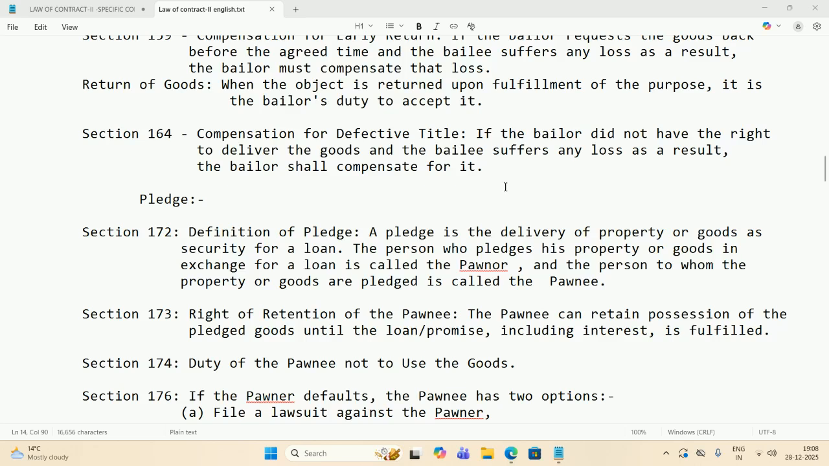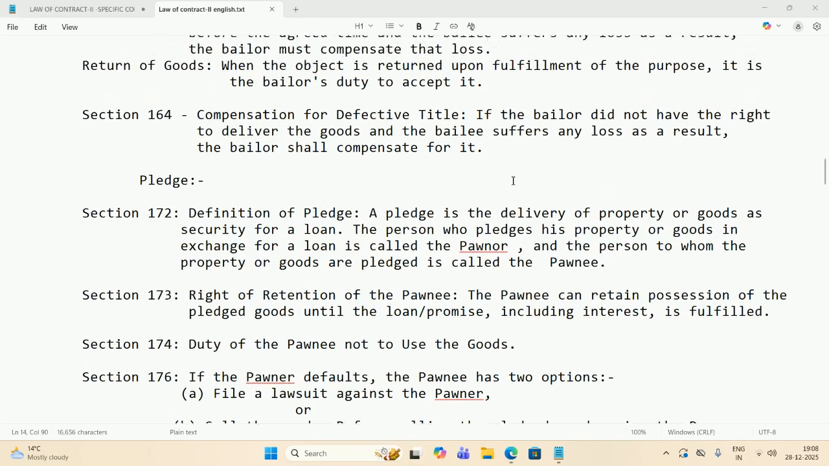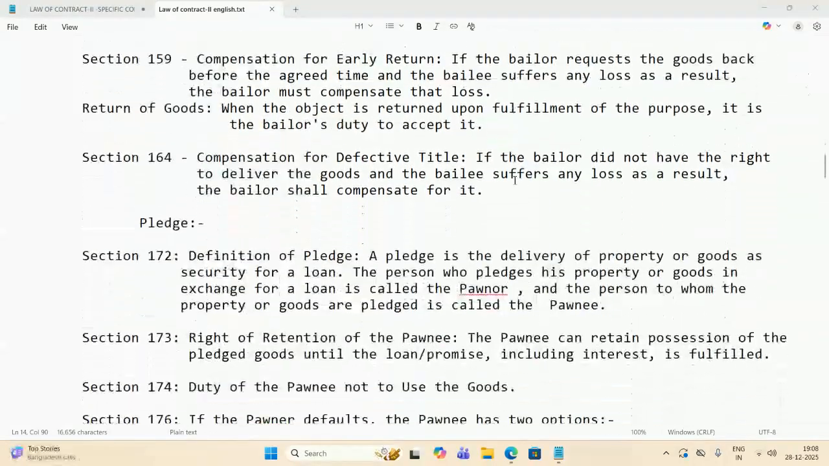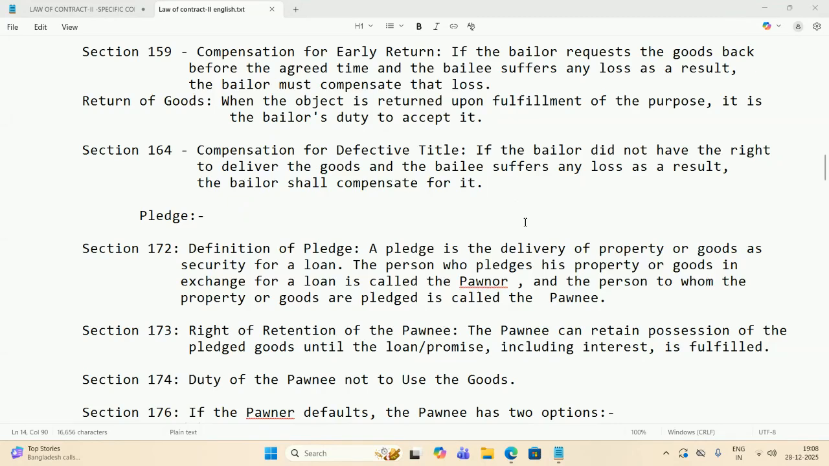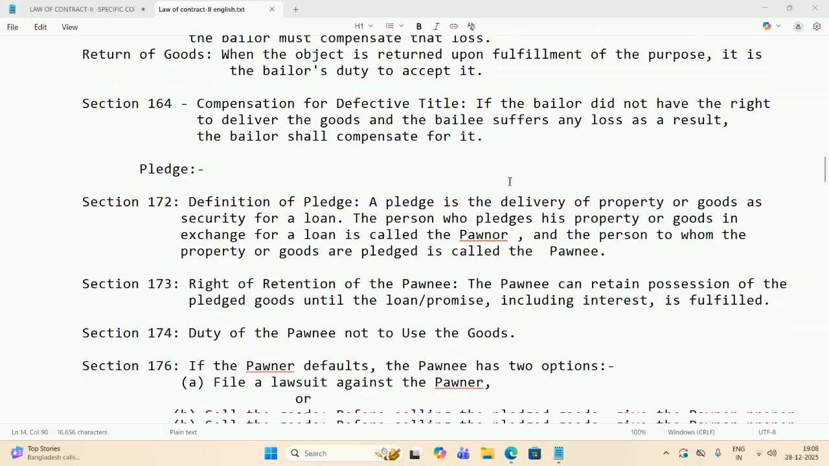Now coming to pledge. I was discussing bailment. Now I am discussing pledge. Section 172. Definition of a pledge. What is a pledge? A pledge is the delivery of property or goods as security for a loan. The person who pledges his property or goods in exchange of a loan is called the pawner, and the person to whom the property or goods are pledged is called the pawnee.